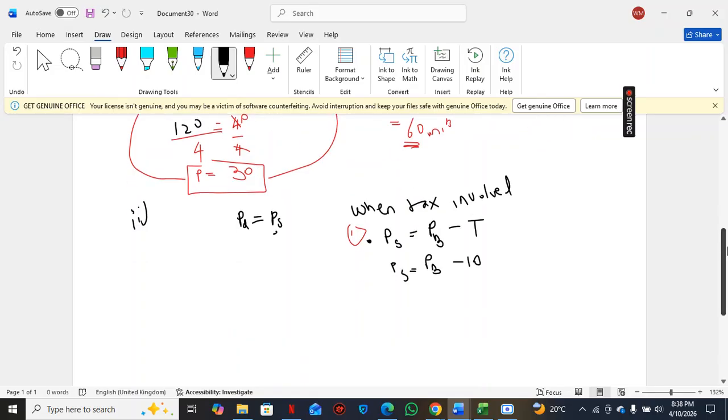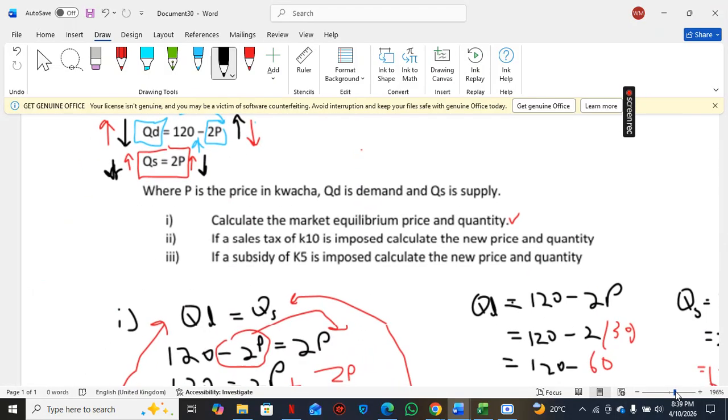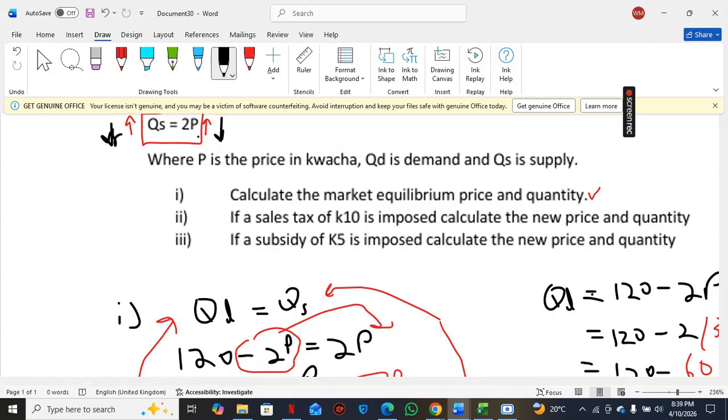That is the first thing you do. First, make an equation for PS. Then, remember this. The supply function is always dealing with the sellers. So your supply function, remember, it was QS equals 2PS. This supply function here, QS equals 2P. This P, always remember, attach an S to it.